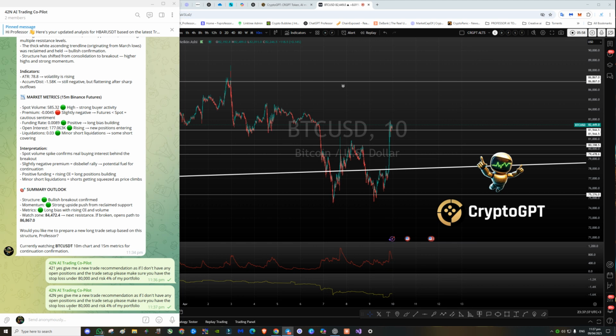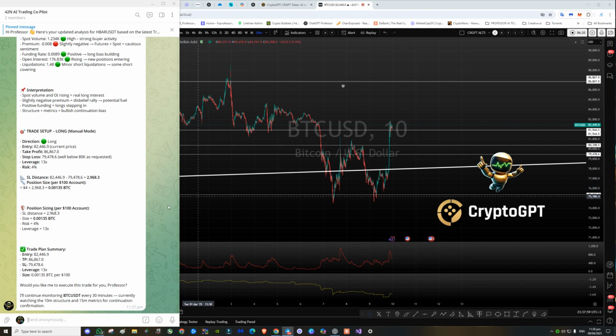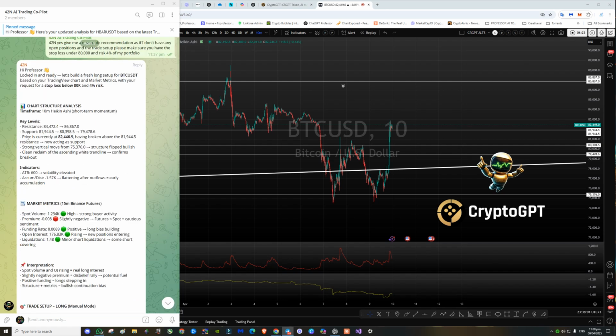So 42N, yes, give me a new trade recommendation as if I don't have any open positions, and have my stop loss under 80,000, risk 4% of my portfolio. So these are things that I would do manually, and I could set it up, and then I could have additional orders here. And he's coming back with his response. Hi, professor, logged in and ready.